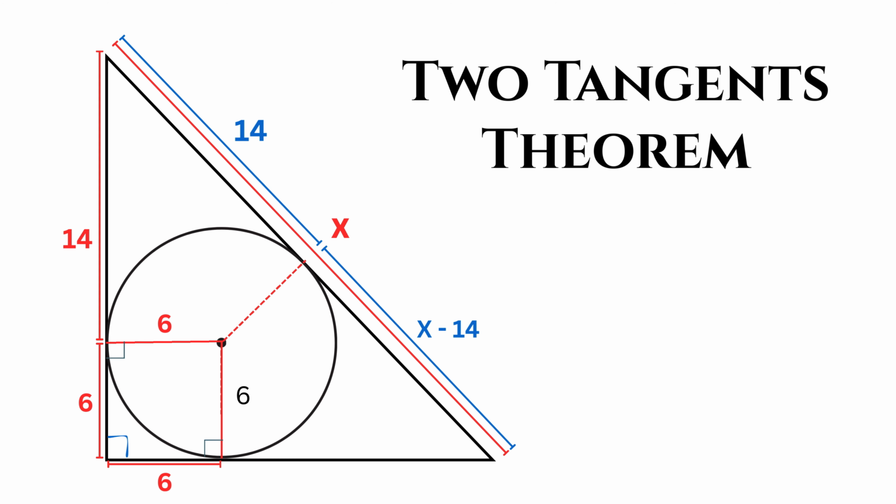Now we can use the two tangents theorem one more time. Since the remaining part of the hypotenuse is x minus 14, the corresponding segment on the bottom leg must also be x minus 14. Now we can find the total length of the bottom leg by adding its two parts, the 6 from the square and the x minus 14 we just found. x minus 14 plus 6 equals x minus 8. So the bottom leg is x minus 8.